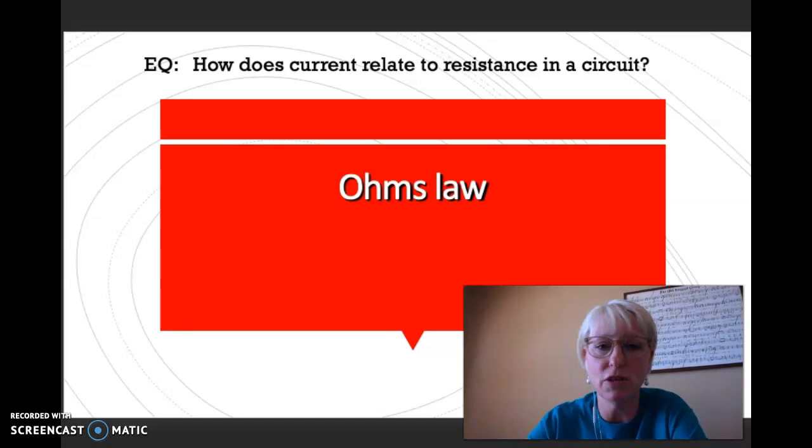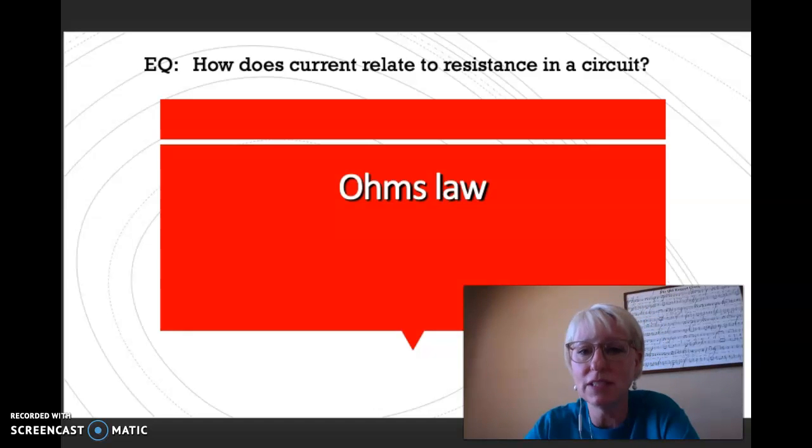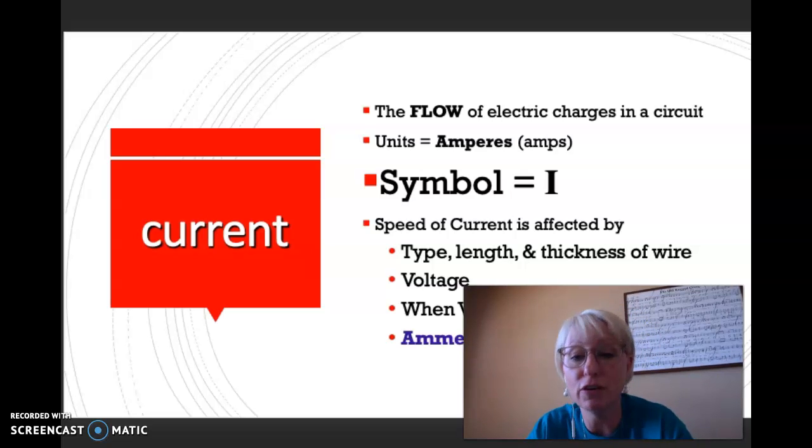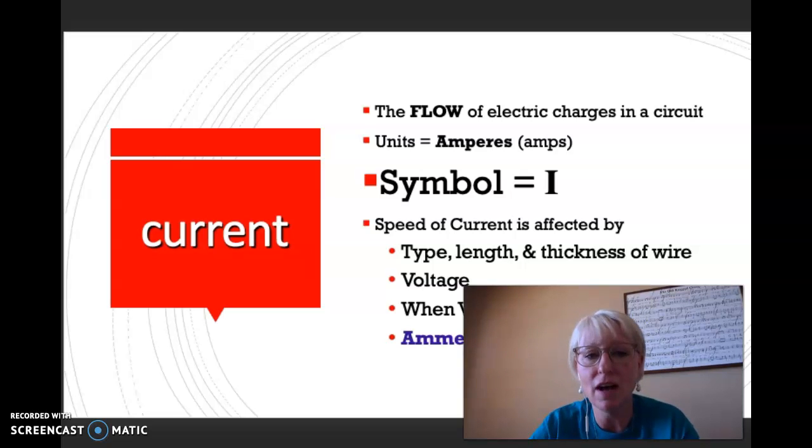Okay, so the essential question: how does current relate to resistance in a circuit? We're going to use Ohm's law. First of all, let me quickly run through what the symbols are to make sure you understand. Current. For current, we use the symbol I. And we talk about how the electric charges are flowing in the circuit. The unit for measuring current is amps or amperes.